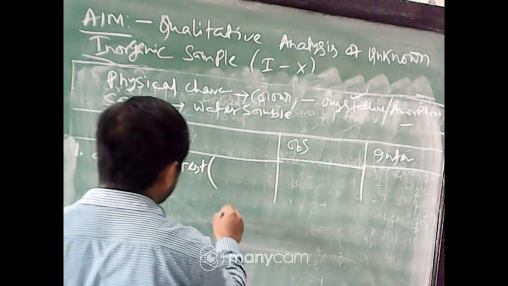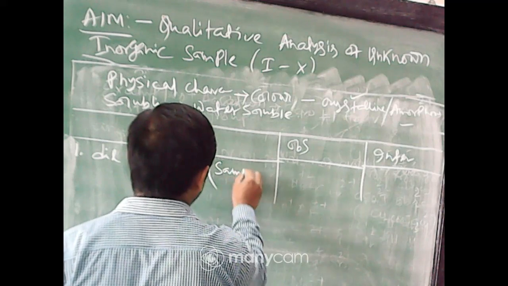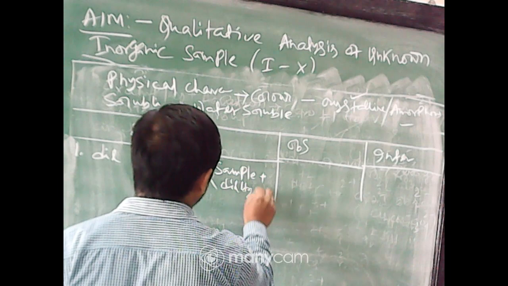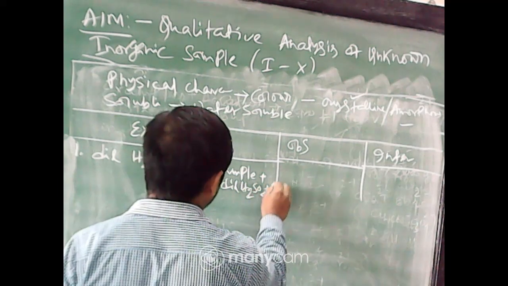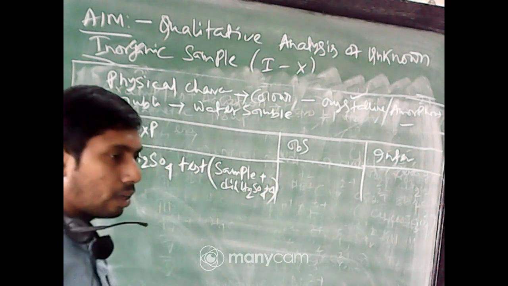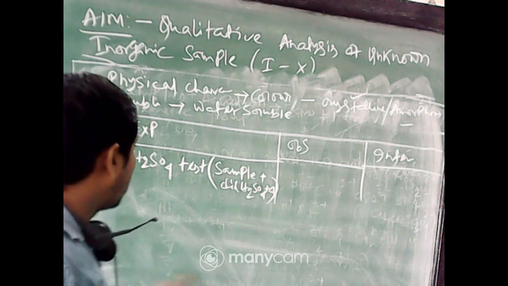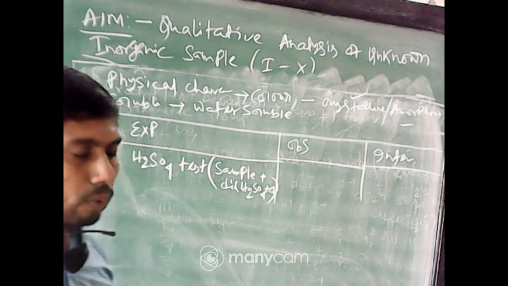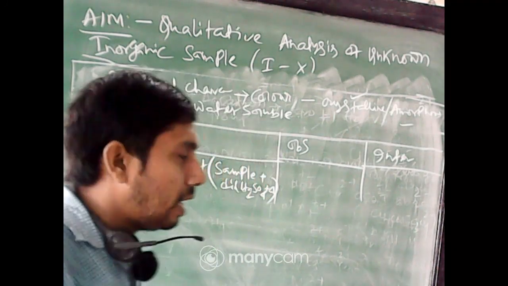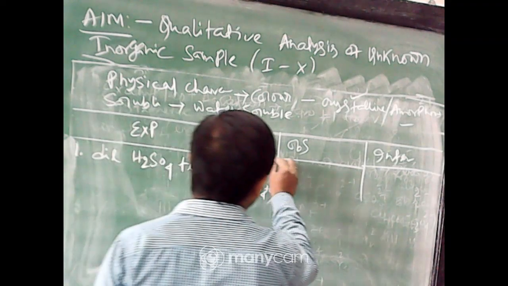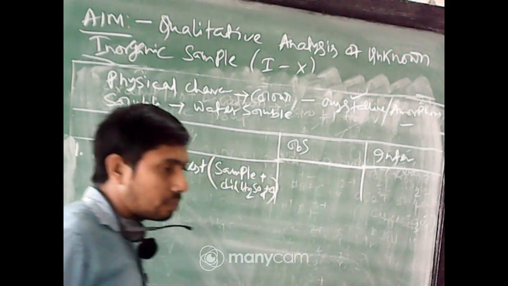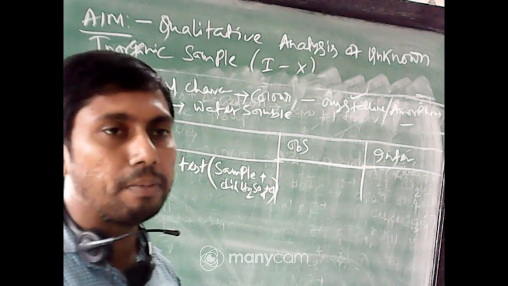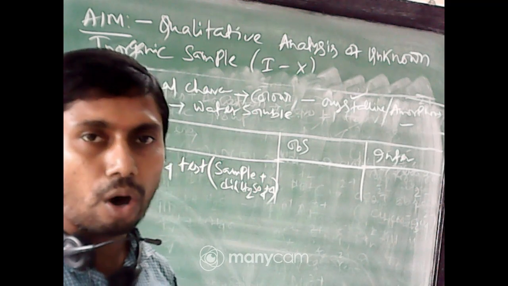Now what to do in this? Take the sample in a dry test tube, plus dilute H2SO4, plus heat. This is the procedure. Now what kind of observation may be there? Generally gas is evolved from this. This gas may be from carbonate, or from any nitrite sample, etc.